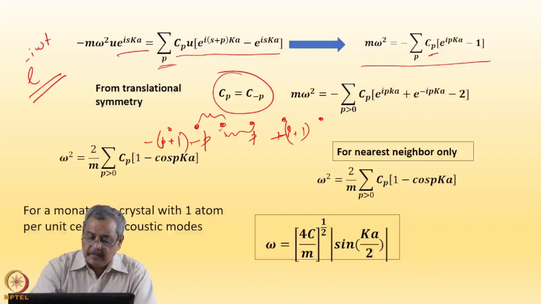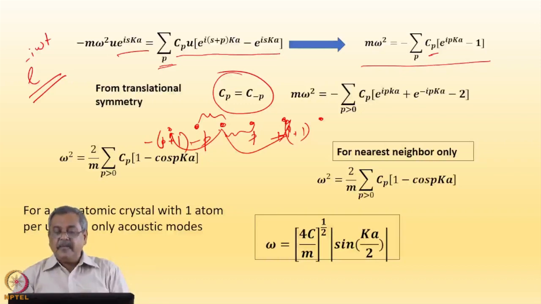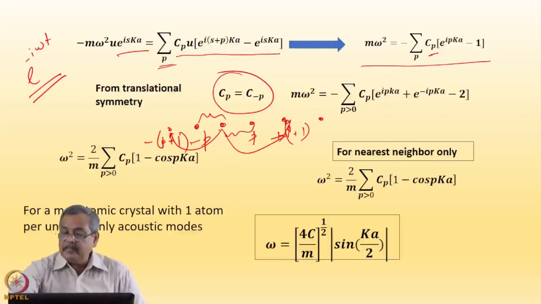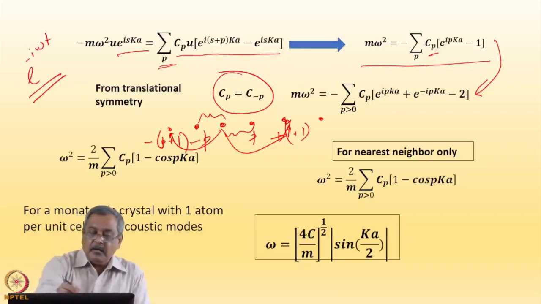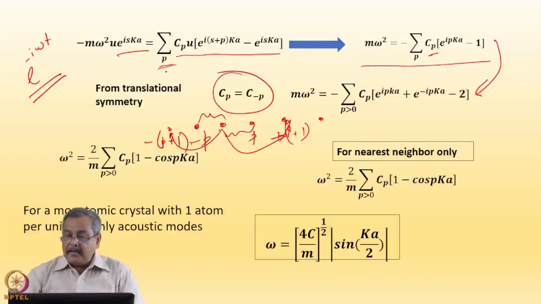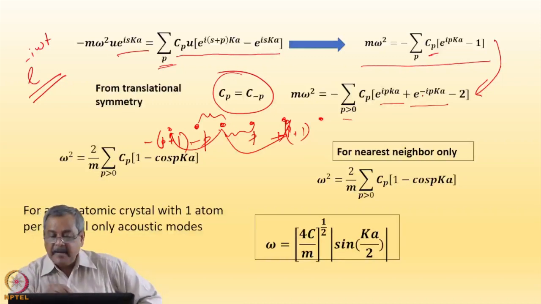Similarly, the force between this and this one is the same as the force between this and the next nearest neighbor. So C_p equals C_{-p}, not minus C_p; forces are the same. And then this summation series I can write in terms of e to the power ipka minus 1. Instead of going only for the positive numbers, I can sum it over p greater than 0, e^{ipka} plus e^{-ipka}, because this is the minus direction, this is the plus direction, and p is a neighbor number, which is greater than 0.